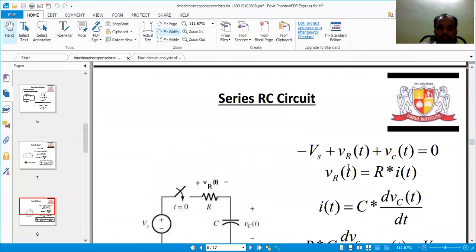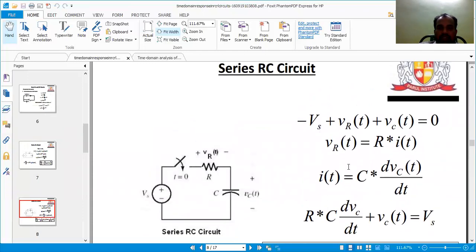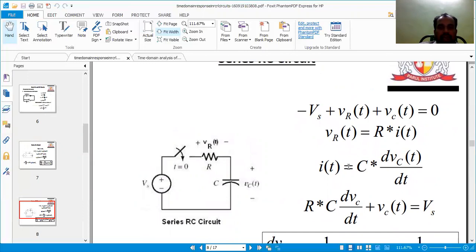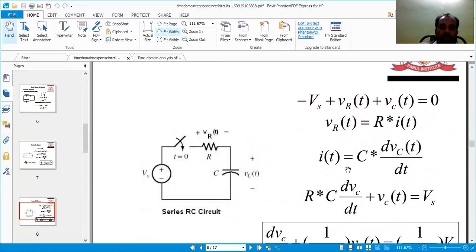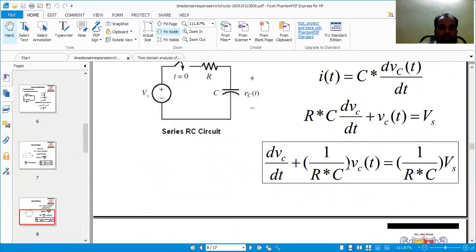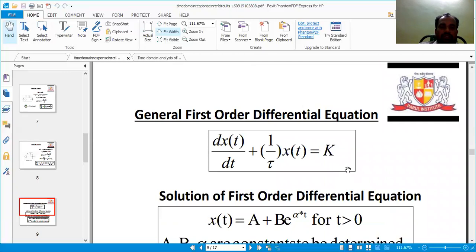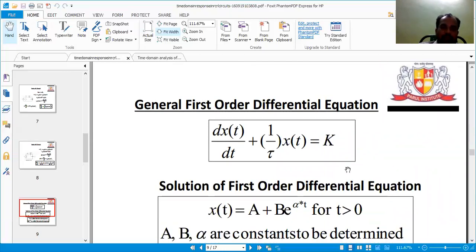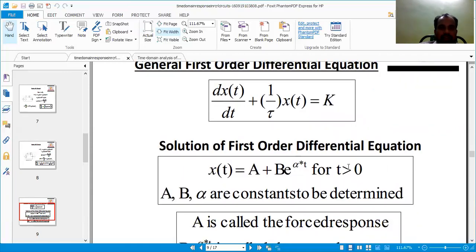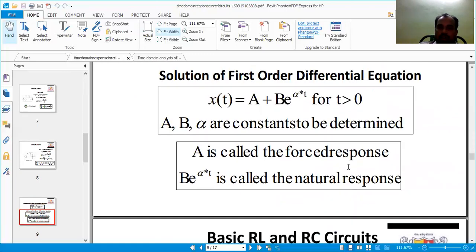Okay. The series RC circuit: minus Vs plus VR plus Vc of t equals 0. VR of t equals R into I of t. And I of t equals C into dVc by dt. Okay. dVc by dt plus 1 by RC into Vc of t equals 1 by RC into Vs. The first order differential equation has the form dx by dt plus 1 by tau into x of t equals f of t. The solution for the first order differential equation is x of t equals a plus b plus. These are constants to determine.